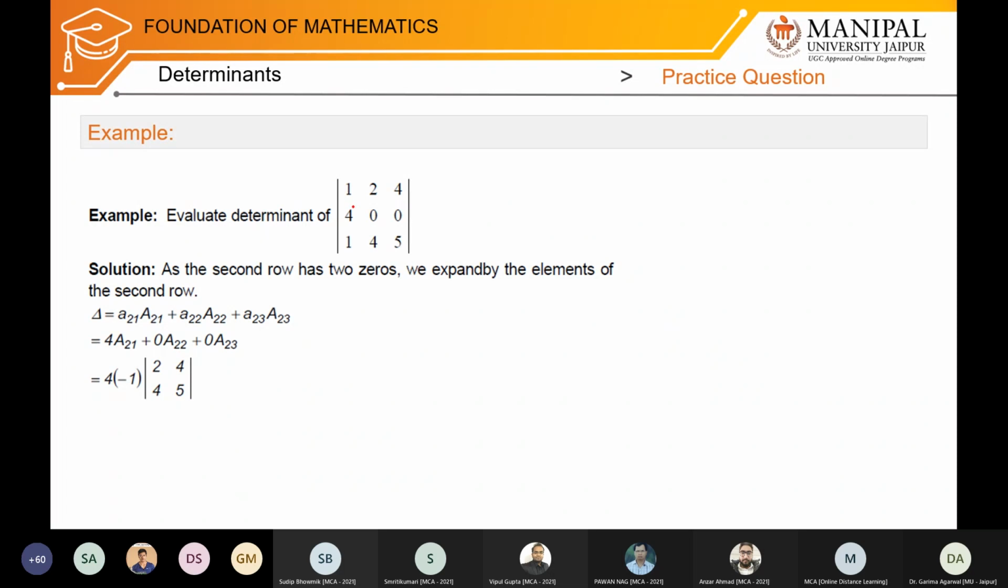Here we have one more example to find the determinant. In this question, it is beneficial to find the determinant with respect to the second row, because 2 elements are 0. So we need to find the determinant corresponding to this 4 element only. The rest 2 will be 0. For 4, we hide its row and column and write 2, 4, 4, 5 in determinant form. And 4 should have a negative sign because the first element is positive, the second is negative. So minus 4 times (2 into 5 minus 4 into 4), right?